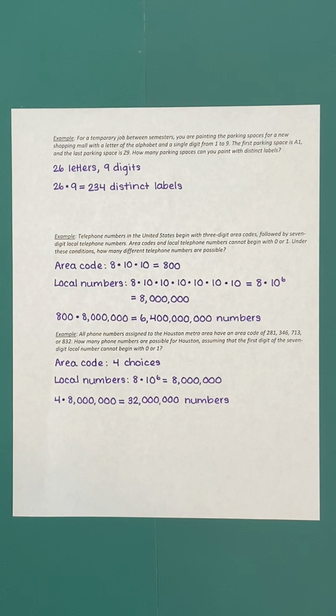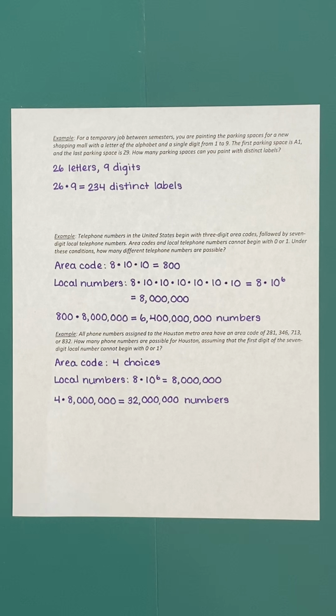So this is a 2-step process. Think about each space you paint. You paint a letter, you paint a number. So in terms of painting a letter, you have 26 letters to choose from. So there are 26 ways to do step 1. And then in terms of the number, there are 9 digits to choose from. So you have 9 ways to accomplish step 2, which is painting the number. So 26 ways to do step 1 times 9 ways to do step 2 is going to be 234 distinct combinations. So that means you could paint 234 parking spots using just a letter and then using a digit from 1 to 9. Okay, let's look at another one.